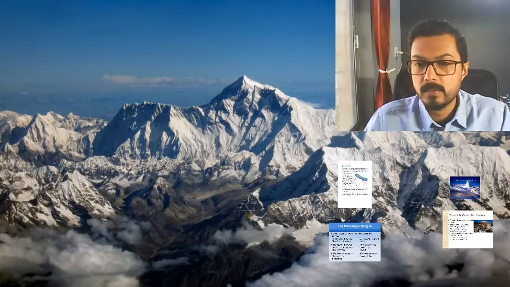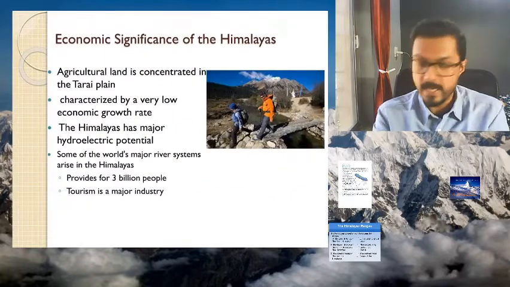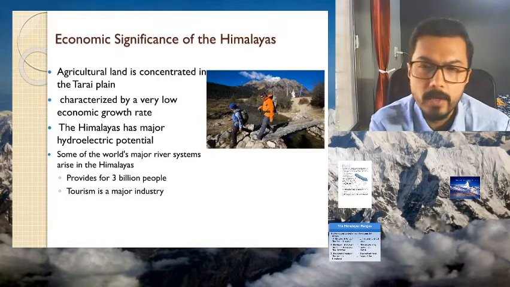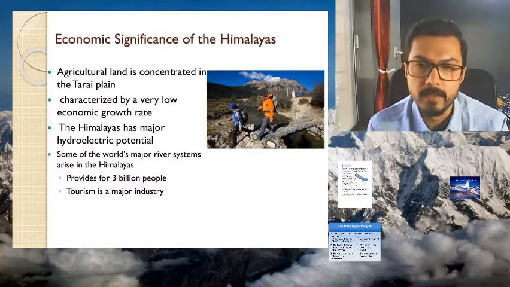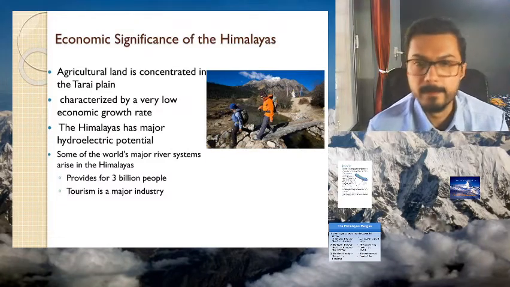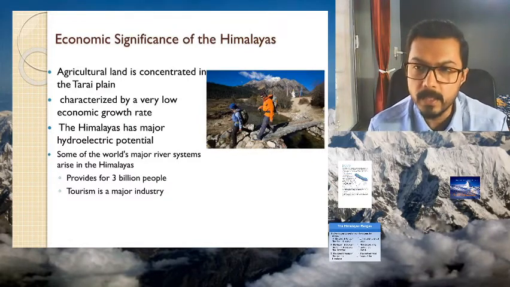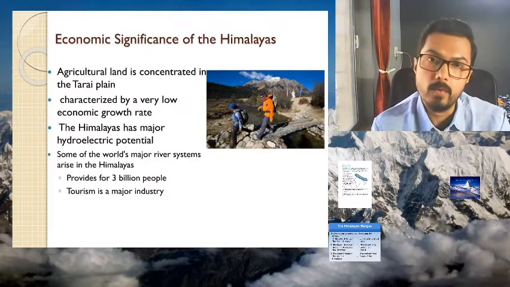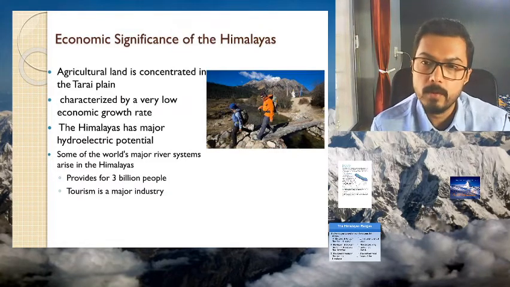And next we will see the economic activities that normally happen over here in the Himalayas. Mainly there is agricultural land which is concentrated in the Tarai plain, characterized by a very low economic growth rate because there is not much agricultural activity other than what happens in the Tarai plain, basically because the climate does not support it. And the Himalayas have major hydroelectric potential because of the perennial rivers which we have over here. We will deal with the perennial rivers in more detail when you go into the third and fourth chapter in your geography, that is drainage. So here you will learn what the significance of these perennial rivers is.